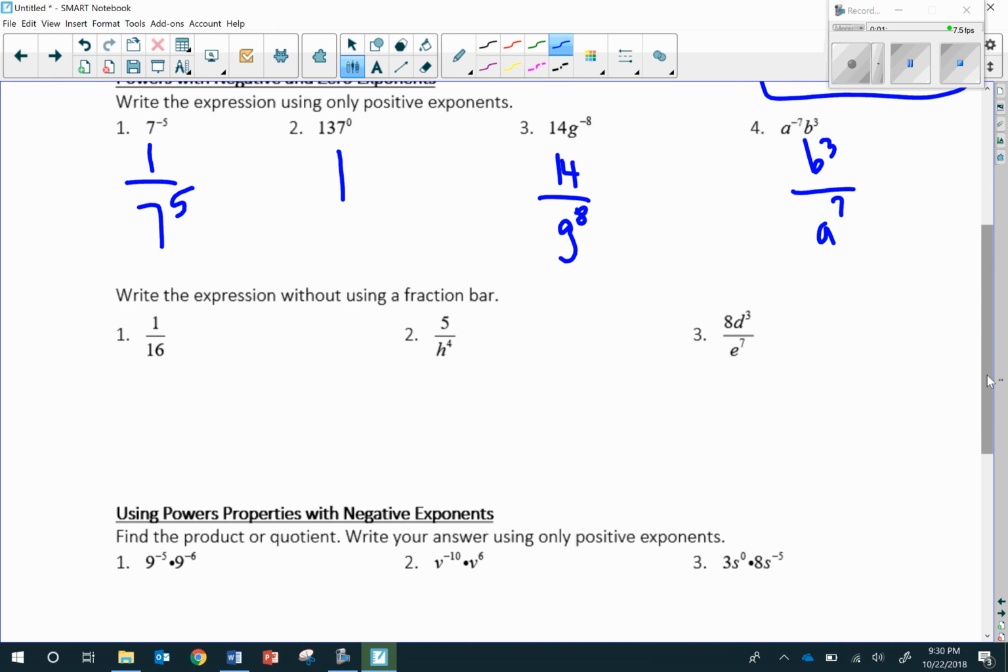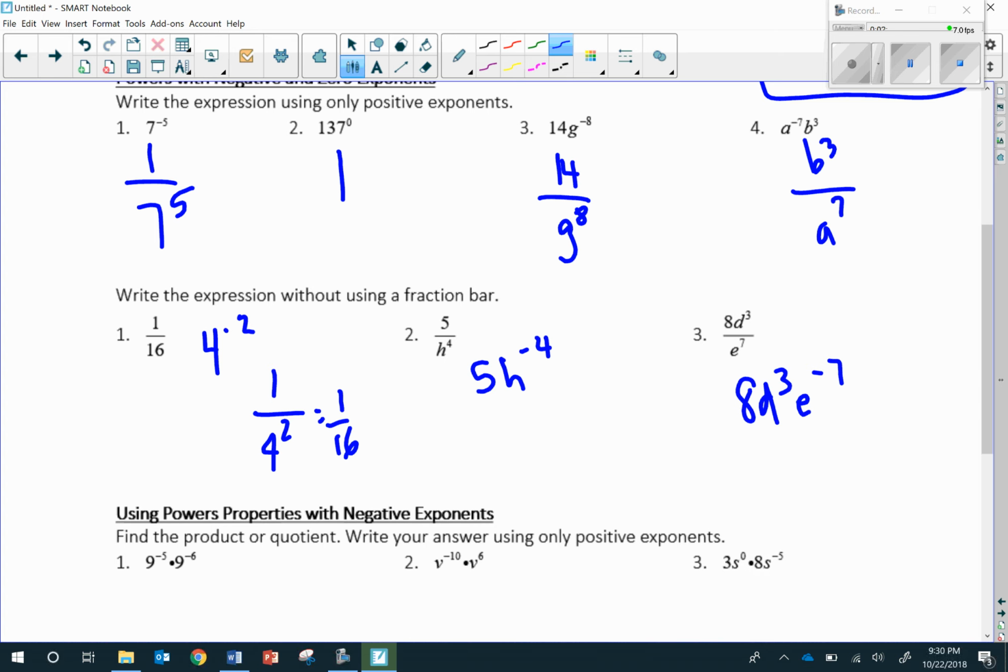In this section, we're going to simply write the expression without using a fraction bar, so with a negative exponent. Number 1 could be written several ways, but one way would be 4 to the negative 2 power, which would equal 1 over 4 squared, which would equal 1 over 16. Number 2 would simply be 5 times h to the negative 4th power. Number 3 would be 8d cubed e raised to the negative 7th power.